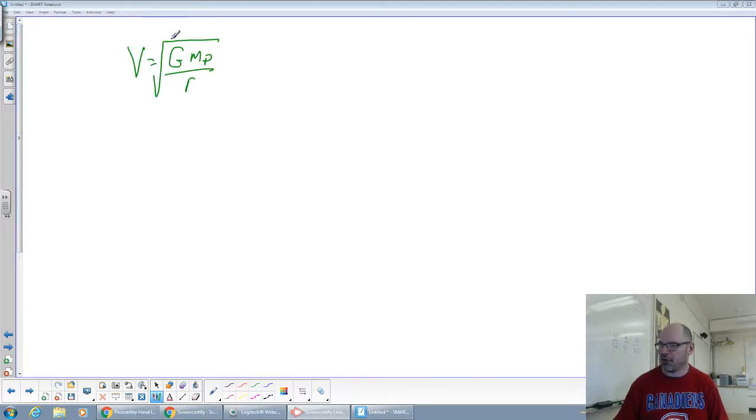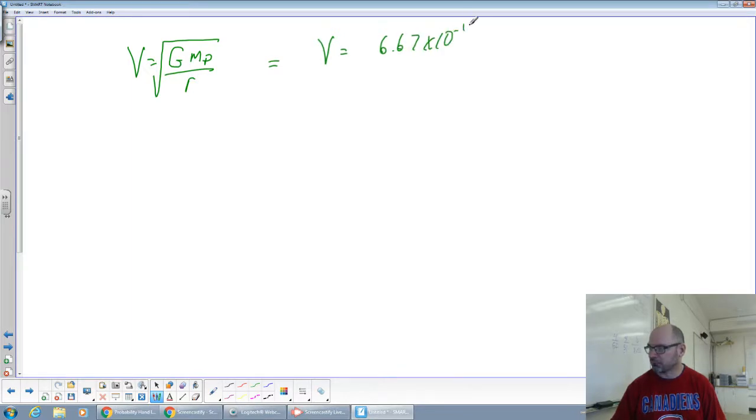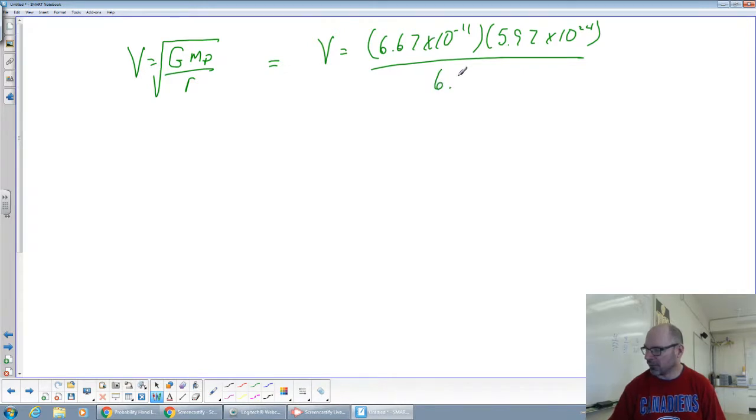Okay, this is our velocity equation. Square root of the gravitational constant times the mass of the planet over the radius. Okay, so if we remember our numbers, G is 6.67 times 10 to the negative 11, times the mass of the planet, 5.97 times 10 to the 24, over the radius of the planet, which was 6.6 times 10 to the 6th, square root of.